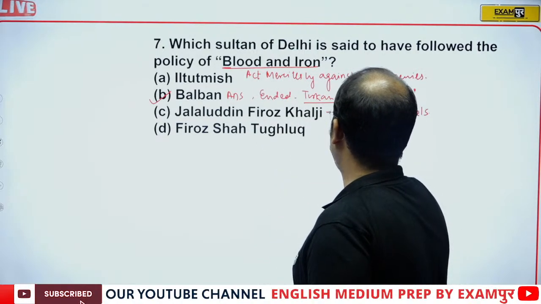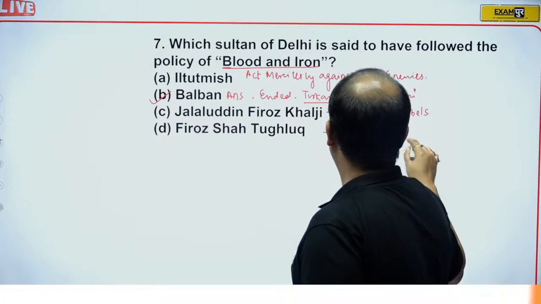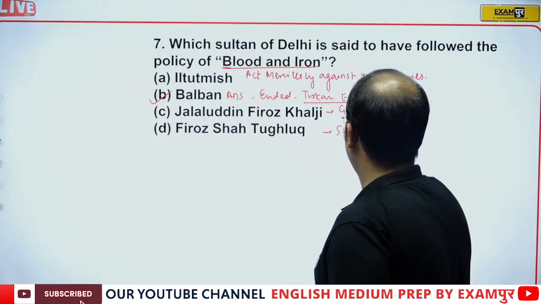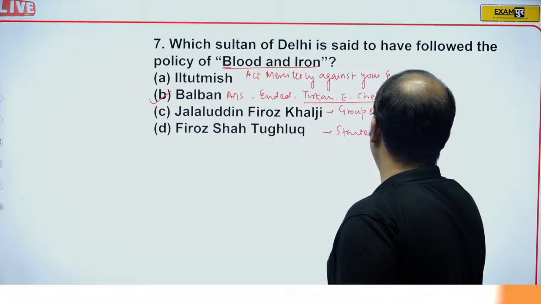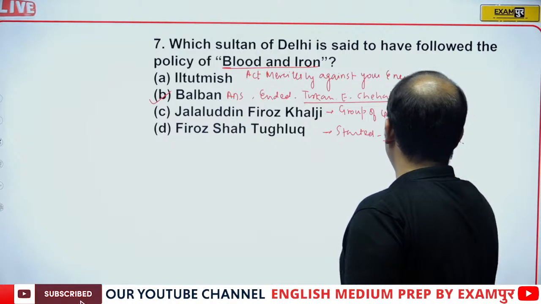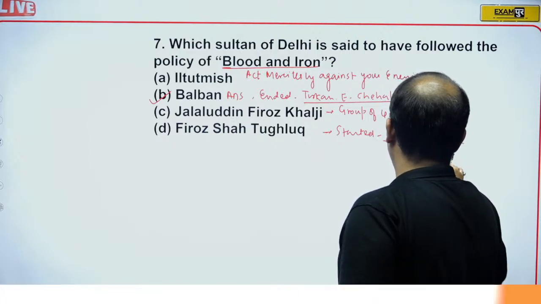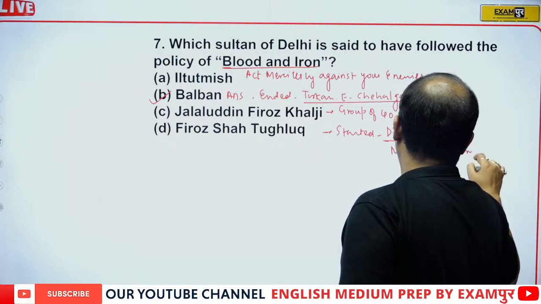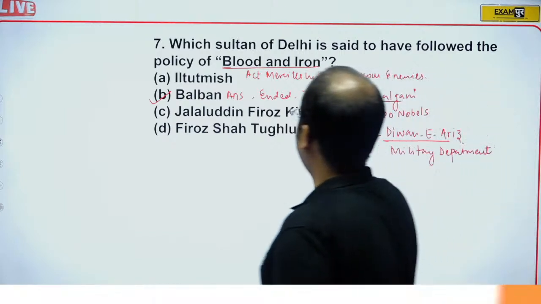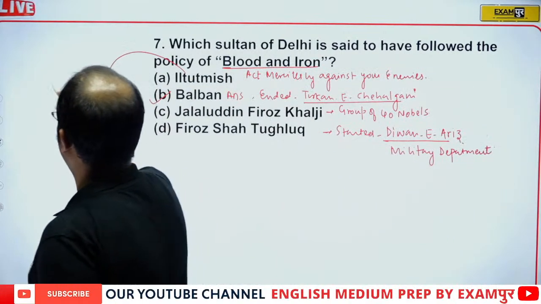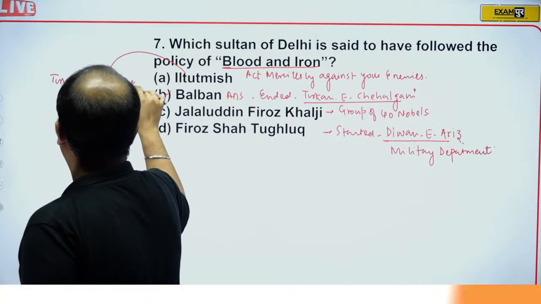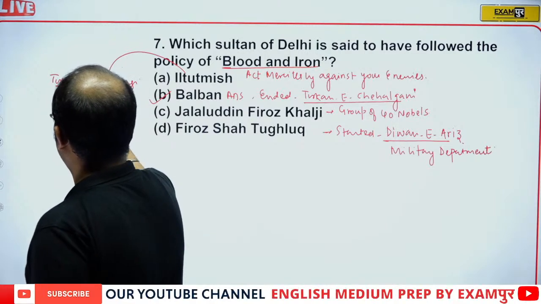And he also ended the group of 40 nobles, that is called Turkane Chehalgani, and started Diwane Ariz. Diwane Ariz was the military department. He also started a new department called Diwane Ariz. Now, this Turkane Chehalgani was constituted by Iltutmish.